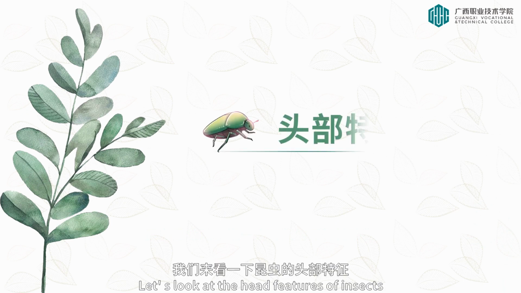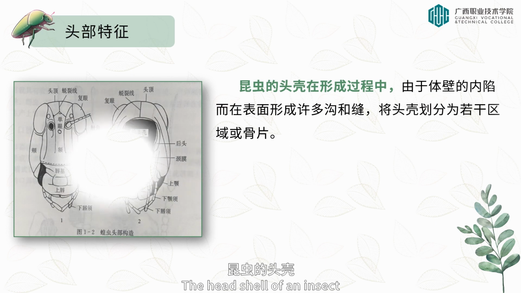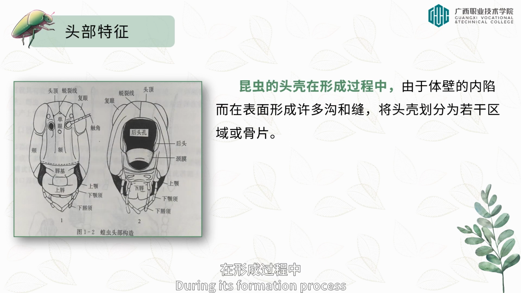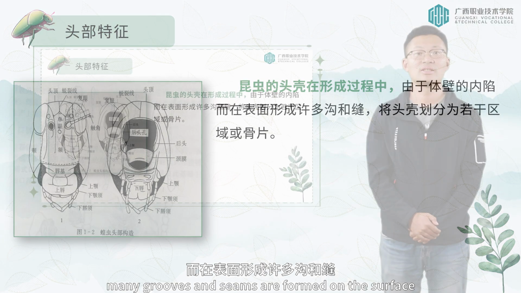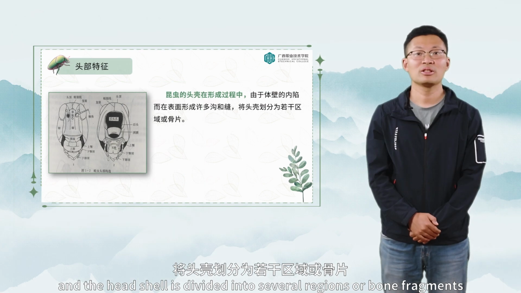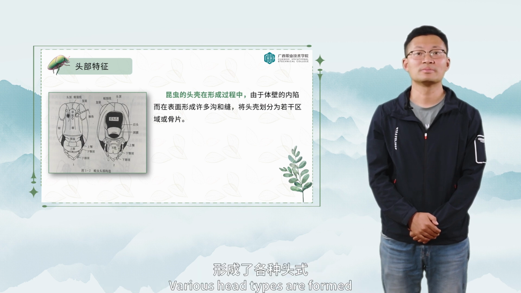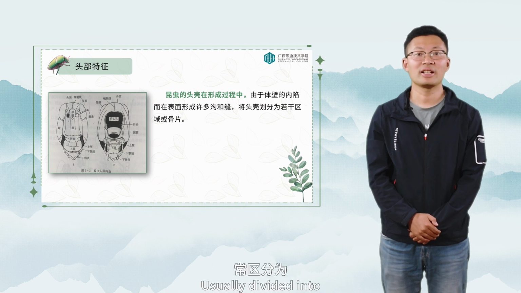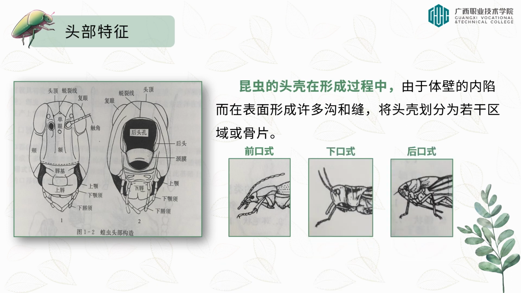Firstly, let's look at the head features of insects. During its formation, the head shell of an insect develops many grooves and seams on the surface due to the invagination of the body wall, and the head shell is divided into several regions or sclerites. Due to the different positions of the mouthparts, various head types are formed, usually divided into prognathous, hypognathous, and opisthognathous.